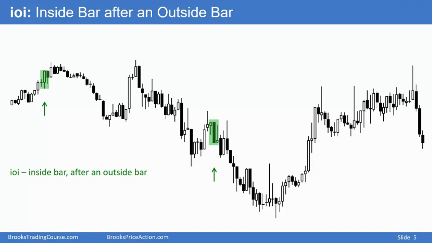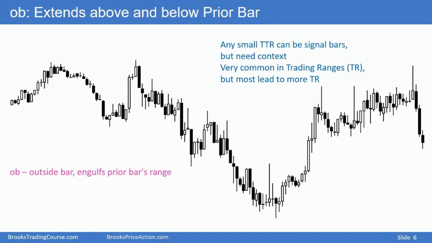Any small tight trading range like this can be a signal, but the context has to be good. So if it's occurring in the middle of an extended tight trading range like this, the probability that the setup will lead to a breakout is small. But if it's occurring late in a trend, you have a better chance of a reversal. Most of the time, when you get II patterns or IOI or any of these small tight trading range patterns, they're occurring within bigger tight trading ranges or extended tight trading ranges, and they are meaningless.